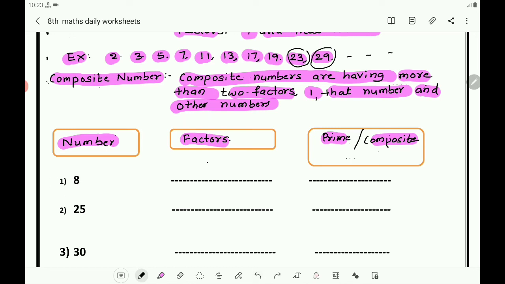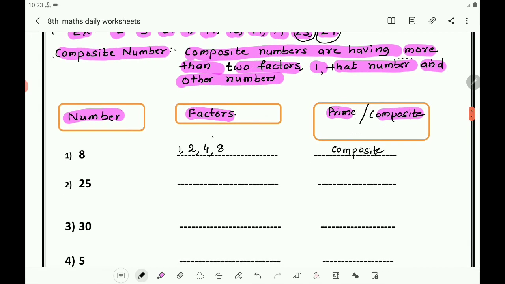8 is divisible by 1, 2, 4, and also by 8. So here more than two factors are there. It is divisible by 1 and that number 8, together with two extra factors. So you can say that it is not prime number, it is composite number. So write it is composite number.